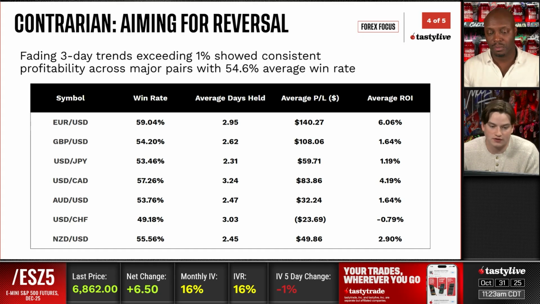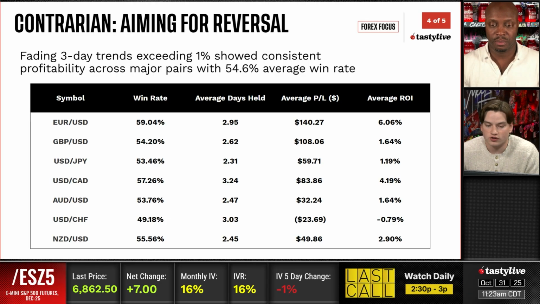Similar in terms of average days held, just under 3 days. And then average P&L figures, a lot more green for those simulated trades, with euro dollar being the outperformer here, getting you $140 on average for a pair that's margined at around $2,200 right now, given the current exchange rate.